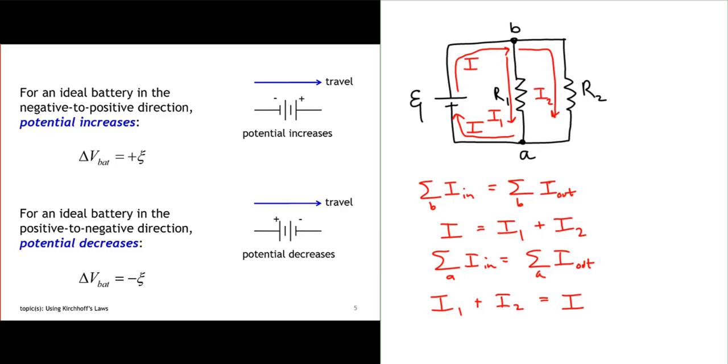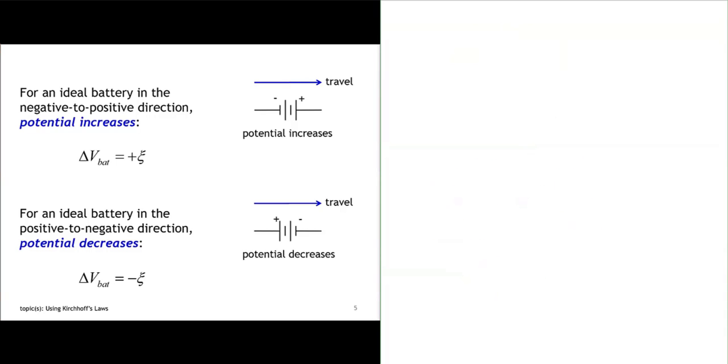So this first set of rules that we have to go over is, how do we measure the potential difference across a power supply, a battery? Here, this says for an ideal battery in the negative to positive direction, potential increases. So what do we mean by negative to positive direction?